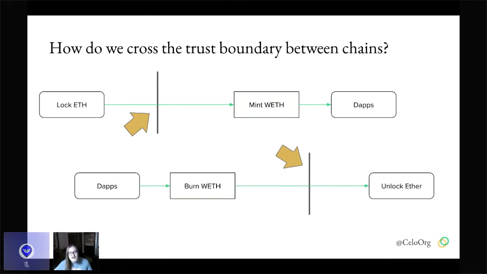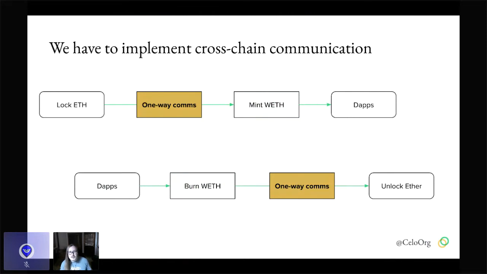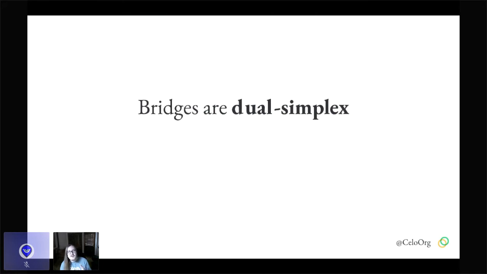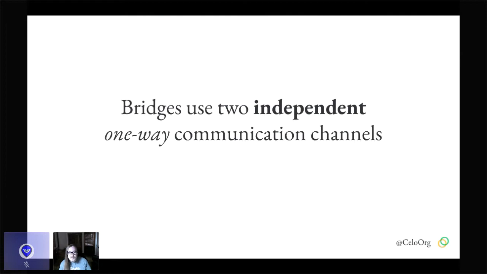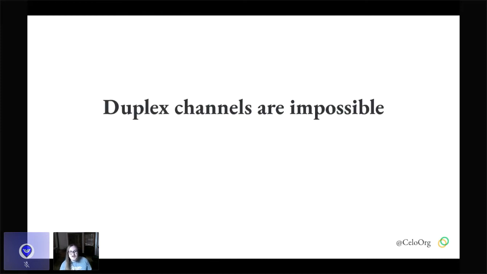Ethereum and Celo don't know anything about each other, so how do we get that information between chains? So we're going to introduce some communication channels. There are lots of ways that these can work, but the limitation is that they're all one way. You can't build a two-way communication channel between chains. You need to use two one-way channels to achieve this, which means that bridges are what we call dual simplex. We have a communication from Ethereum to Celo, and we have communication from Celo to Ethereum, and those are entirely separate things. So they use two independent one-way communication channels. And duplex channels, a two-way channel, are impossible. We just simulate it using two one-way channels.